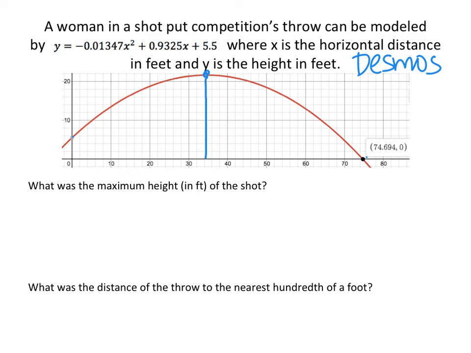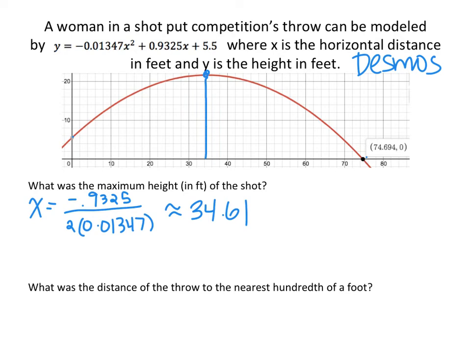So x is equal to negative b over 2a. Since my b is 0.9325, I have negative 0.9325 divided by 2 times 0.01347. Simplifying this using a calculator, I'm able to see that this is approximately 34.61.